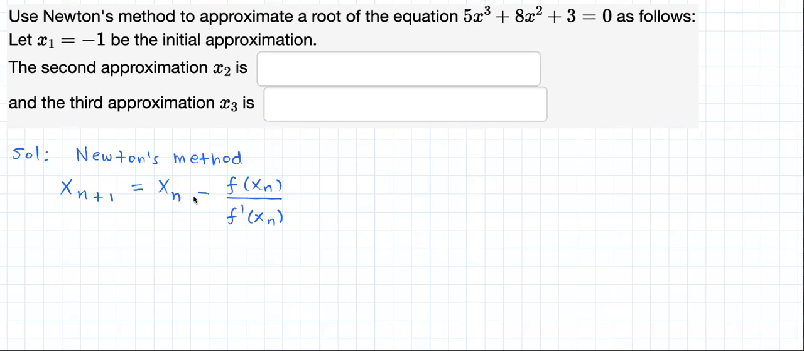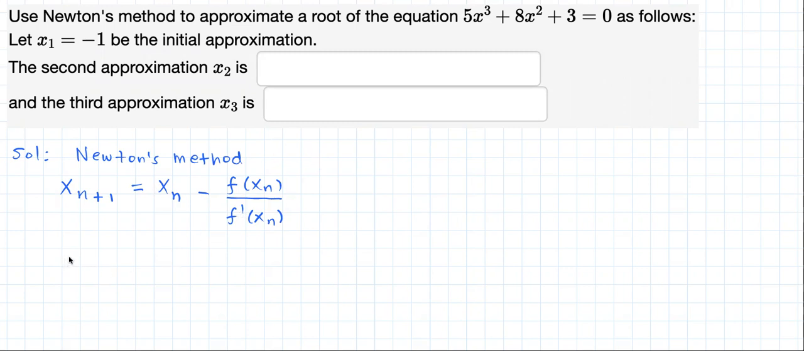You take your initial approximation and use this formula: xn minus the function evaluated at xn divided by the derivative of the function evaluated at xn, and then you get a new improved approximation.